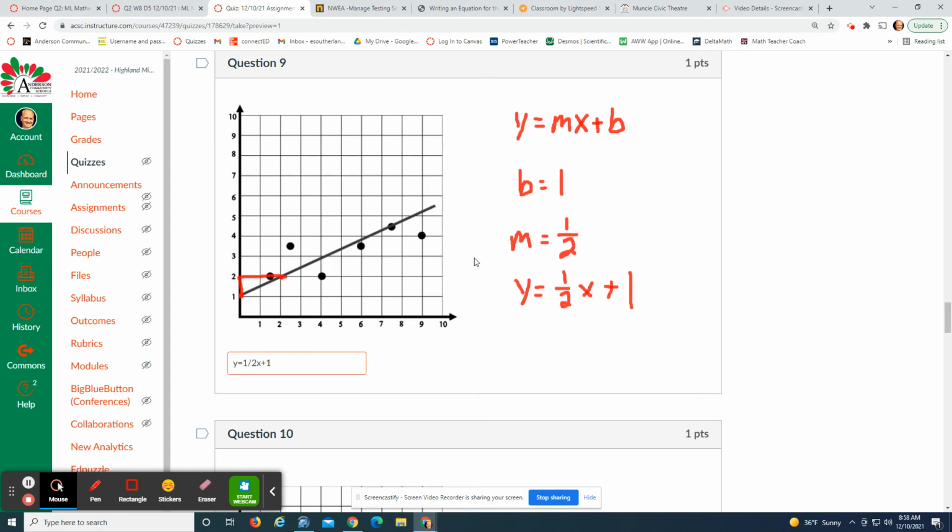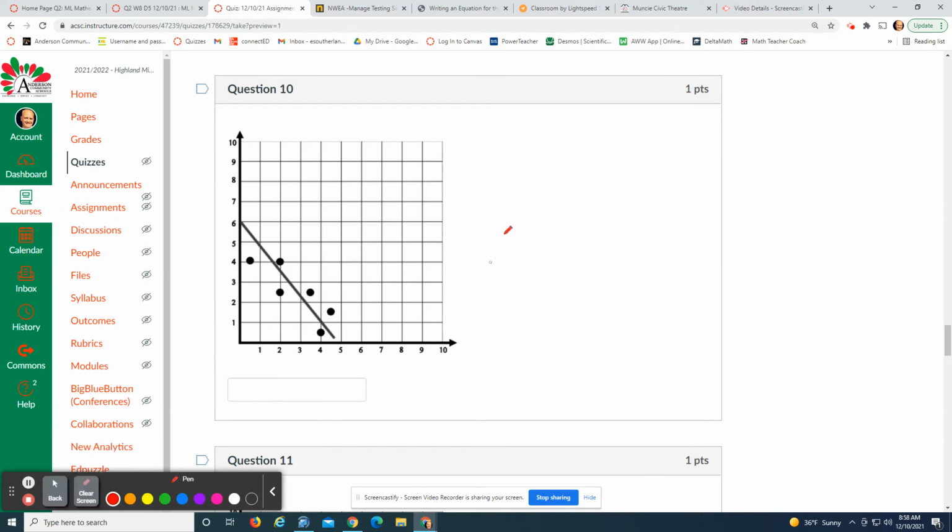Now, I would move on to question number 10. What is the b for question 10? Yeah, it's 6. Good job. What do I notice about the slope? It's going down, which means it's negative. So it crosses here. It doesn't cross again in the corner until way down here. So 1, 2, 3, 4, 5, right? It has a rise of 5 and a run of 1, 2, 3, 4.